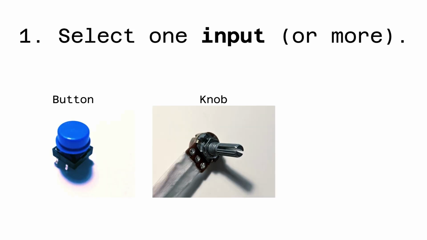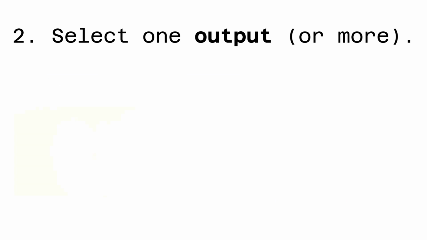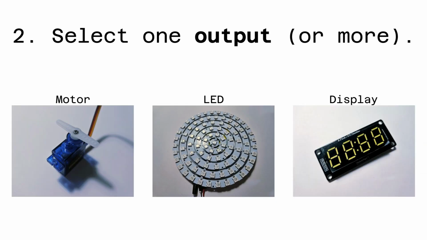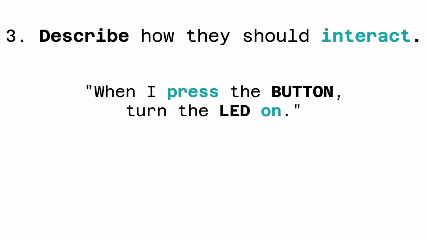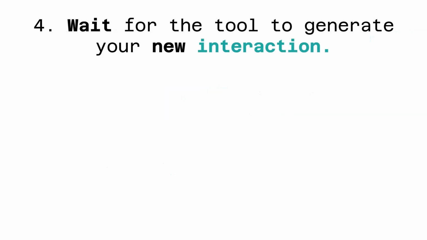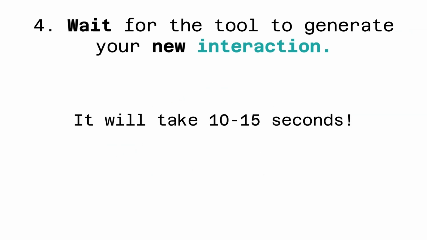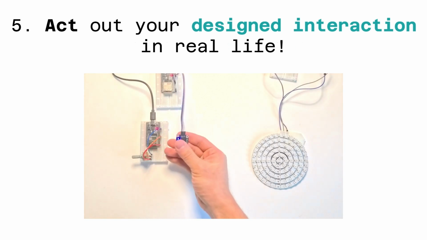You just need to: 1. Select one input or more, a button and a knob. 2. Select one output or more, an LED. 3. Describe how they should interact. For example, when I press the button, turn the LED on, and turning the knob changes the color of the LED. 4. Wait for the tool to generate your interaction. It will take about 10 to 15 seconds. 5. Act out your design interaction in real life.